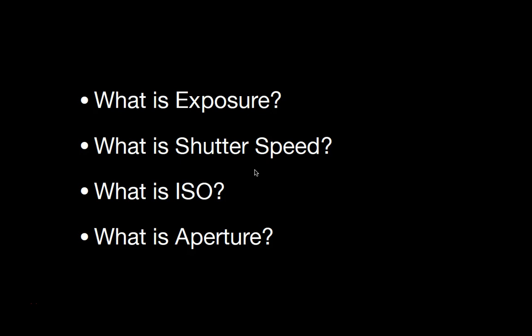What is exposure? It is the amount of light that reaches your camera's sensor or film. What is shutter speed? The amount of time the curtain or shutter is open in the camera that allows the light to reach the sensor or film. What is ISO? The light sensitivity of either the film or image sensor.